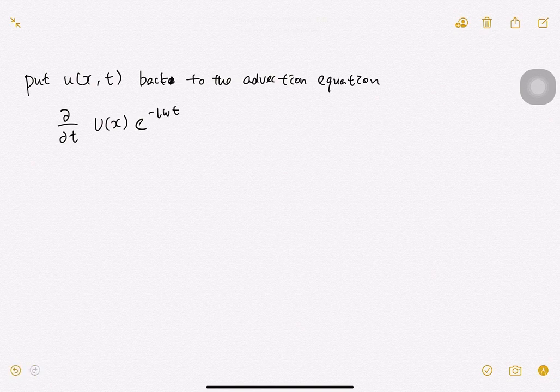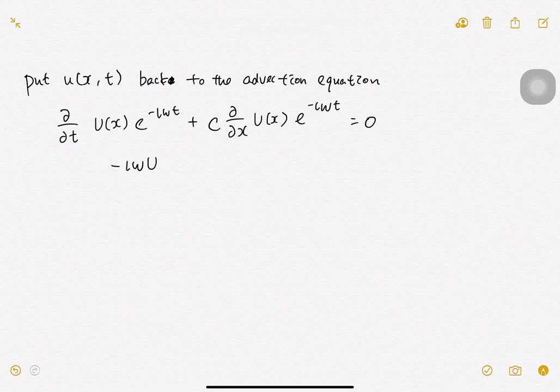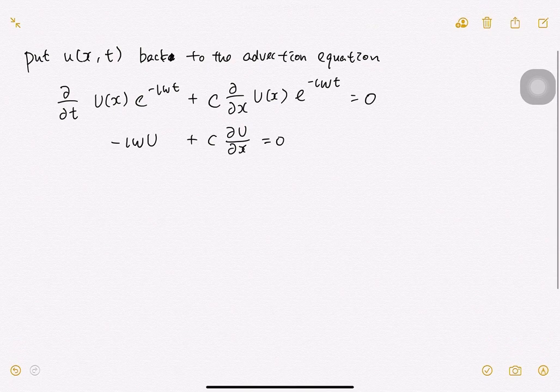Iota omega t plus c partial x u x, and then e to the power of minus iota omega t equals 0. Okay, this is the analytical form, and then we do the differentiation, and this is what we get. It still depends on x, but I'm not writing that here. Partial u partial x. We cross out the e to the power of minus iota omega t, and then we do the integration.